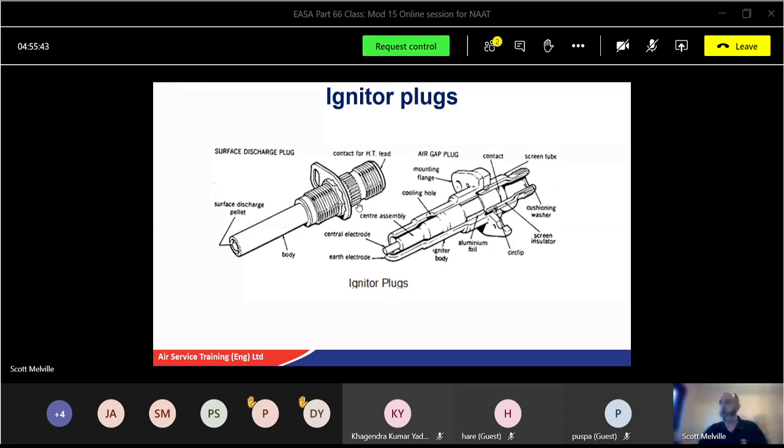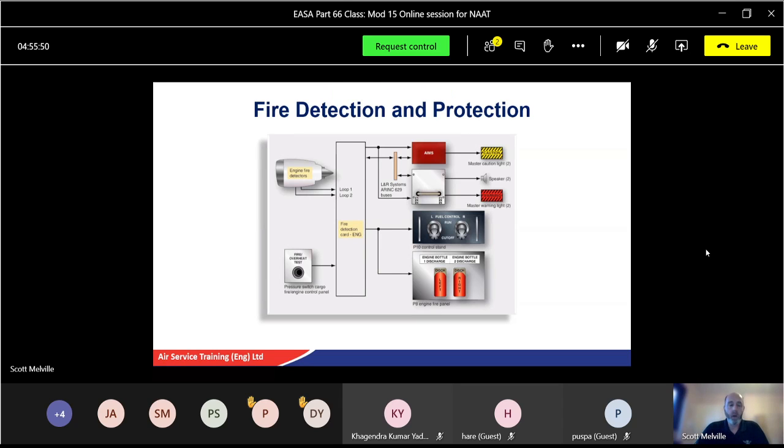Right, we're going to move on to fire and detection systems next. Okay, so it's all good having fuel, it's all good having oil and ignition, but what happens if we have a fire? We need to be able to sort it out.